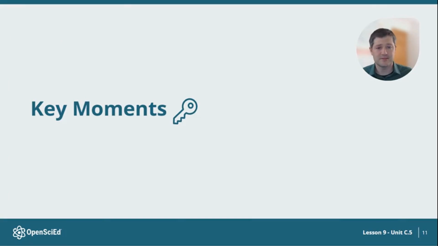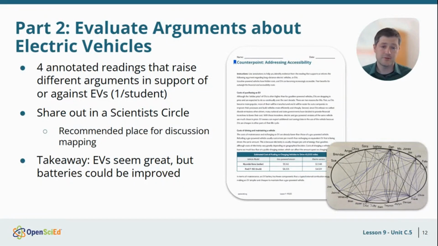So some key moments in the lesson. Part 2 is where students really are centered in that engineering thinking, which is then going to motivate the science. So students evaluate several arguments about electric vehicles. There are both points and counterpoints related to accessibility and the environment. And this is designed so that students engage with one, and then they share out in a scientist circle.